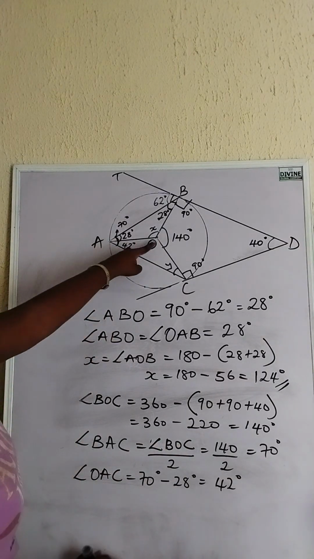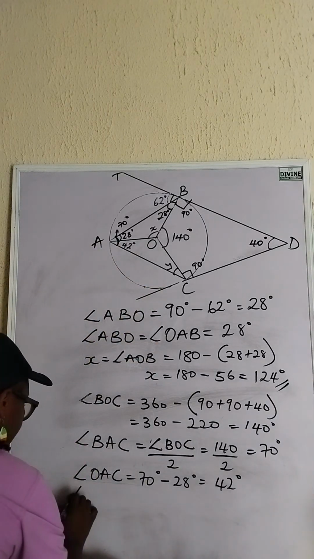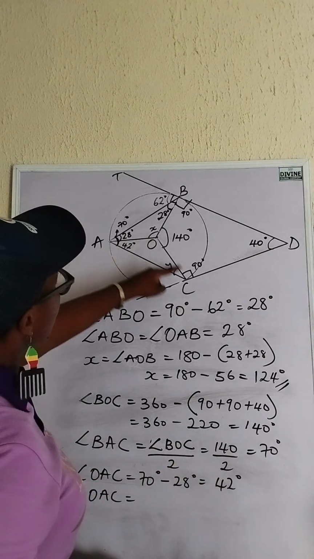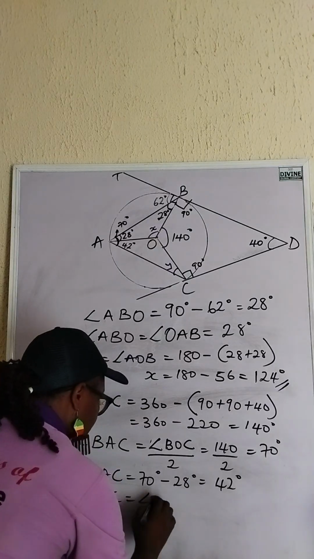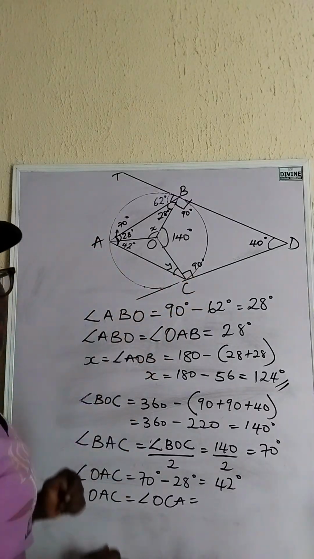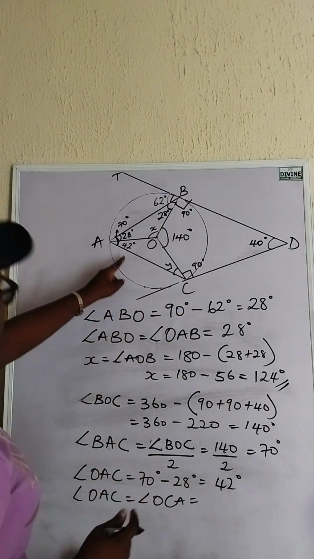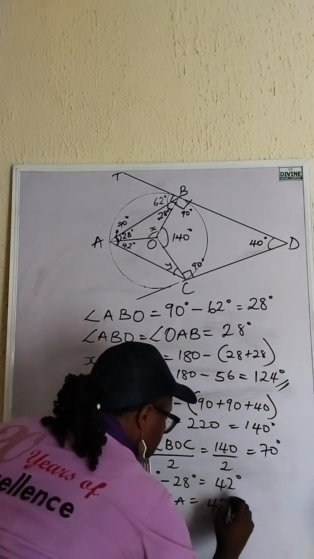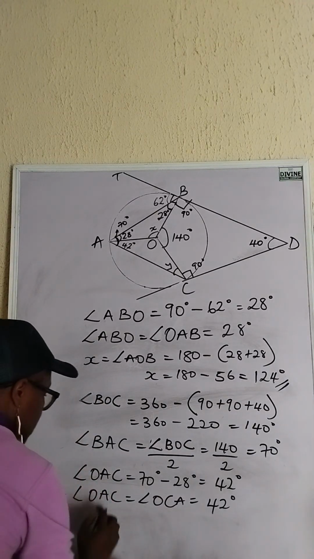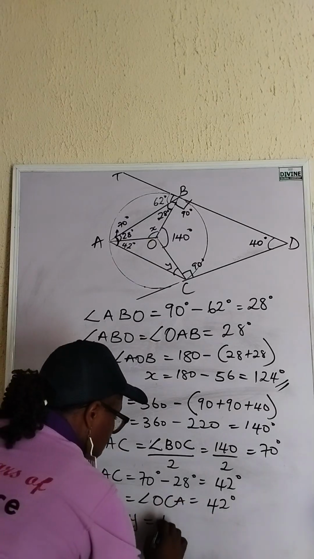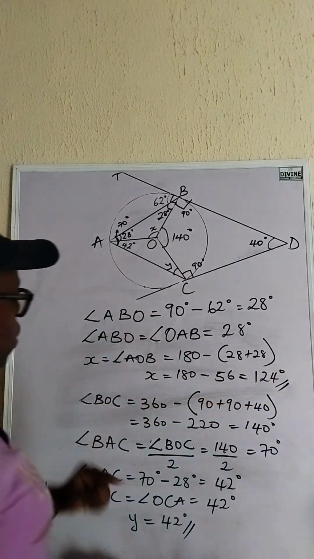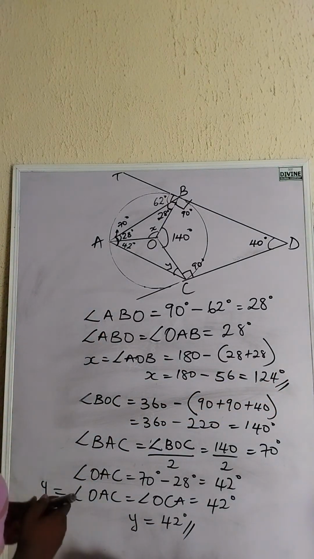If this angle OAC is equal to angle OCA, because they are both base angles of an isosceles triangle, which is equal to 42 degrees. That means y, okay, y is equal to this. That means y is equal to 42 degrees. So x is 124 and y is 42 degrees.